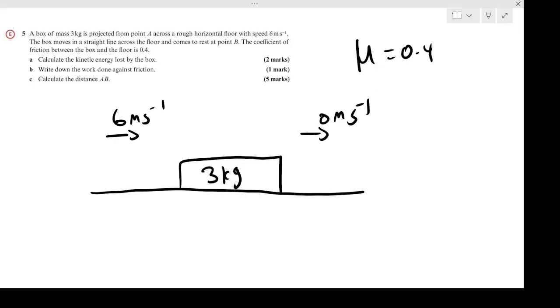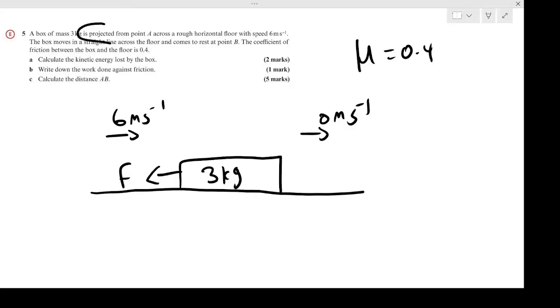We know there's going to be friction. Well, it mentions it, coefficient of friction. So again, that's going to go opposite. It's going to go backwards. I'll call that F for friction. There's not going to be a force forwards. Okay, no force forwards.